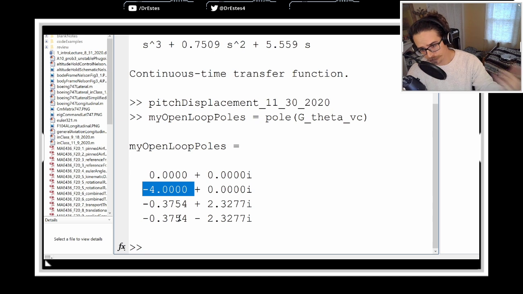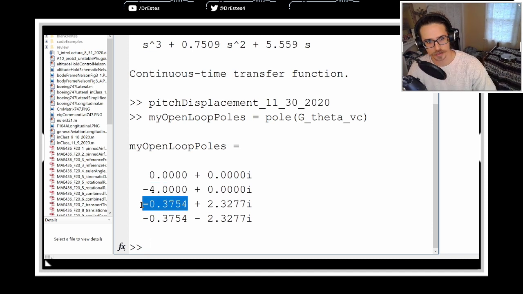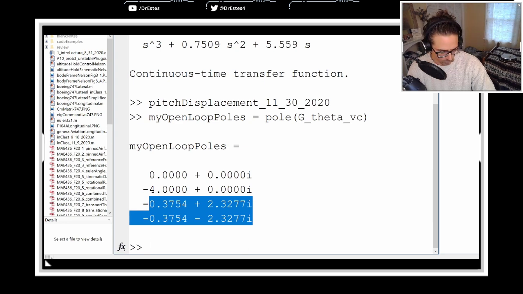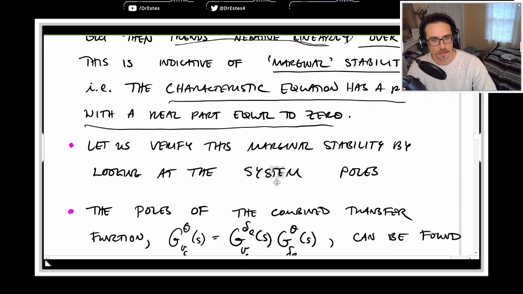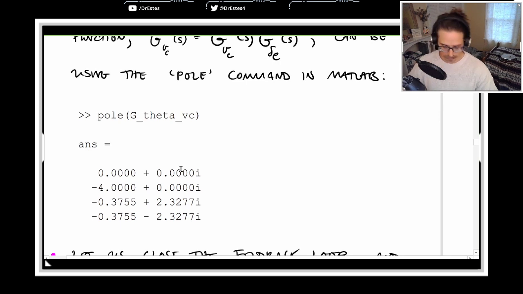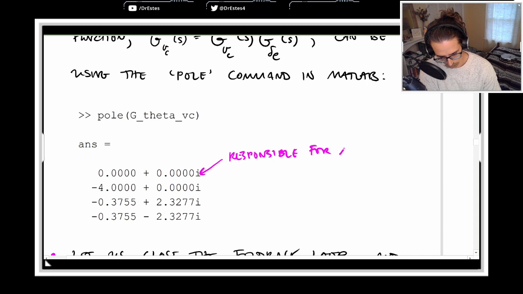Now, when I say poles, poles are the same as roots of the characteristic equation. We just use the word poles for transfer functions. So all of these poles have negative real parts, they're stable. These two poles are responsible for the oscillations at the beginning because they are complex conjugate roots. All right, so the poles of the combined transfer function can be found using the pole command in MATLAB. That's what we just did. So this guy is responsible for marginal stability.